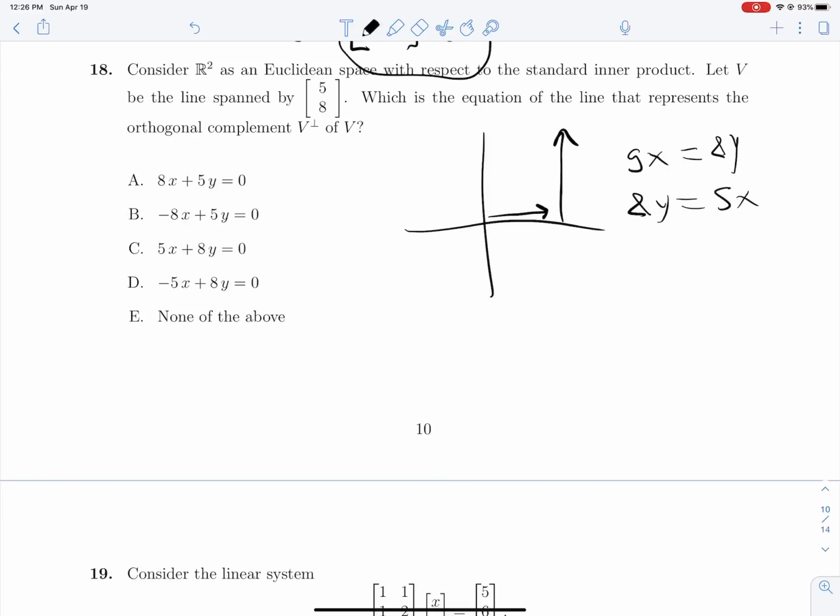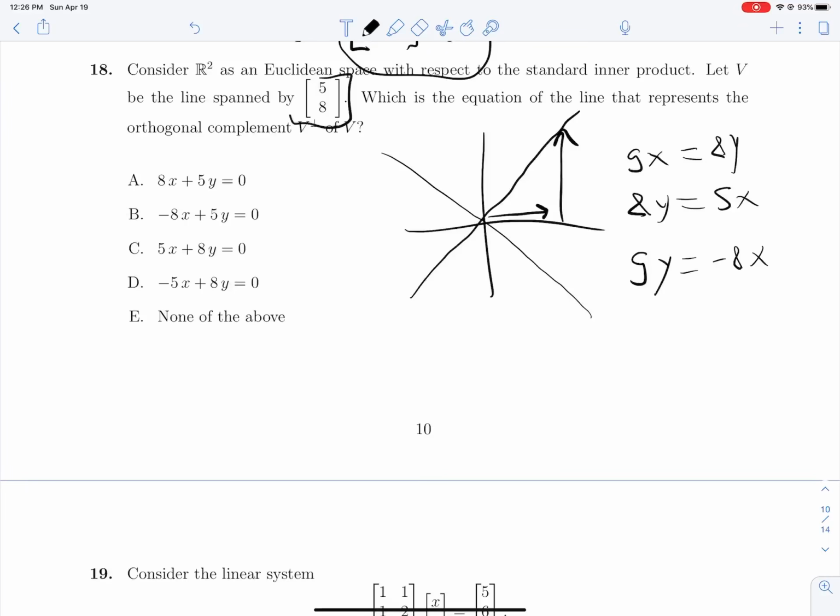And we're looking for the equation of the line that represents the orthogonal complement of V. I don't know how to say that symbol, the orthogonal complement. So that will be the line perpendicular to this. So you can just do this geometrically and figure out that this will be equal to 5y is equal to negative 8x, or rearrange it however you want.